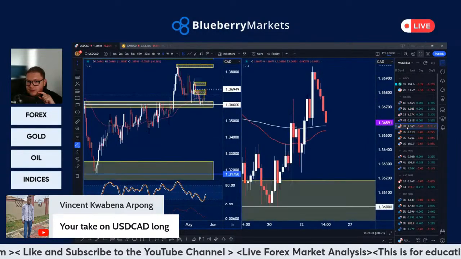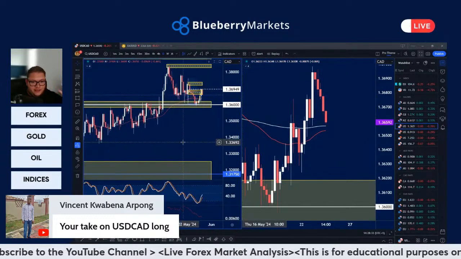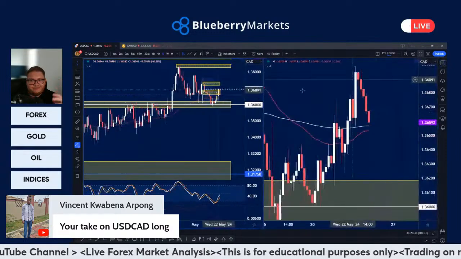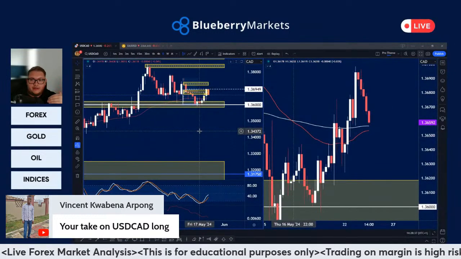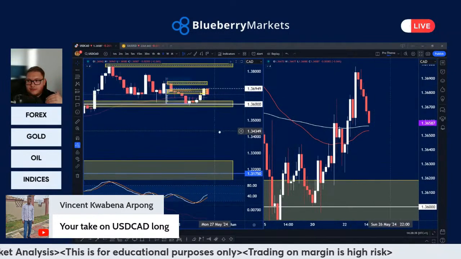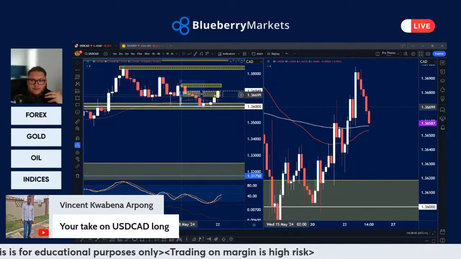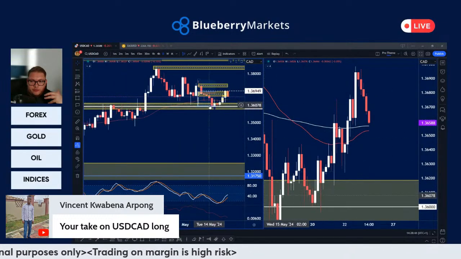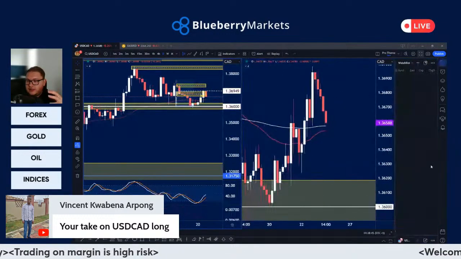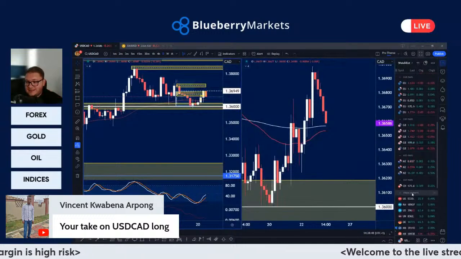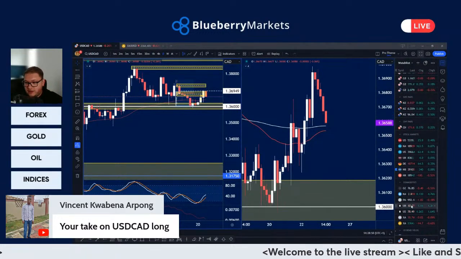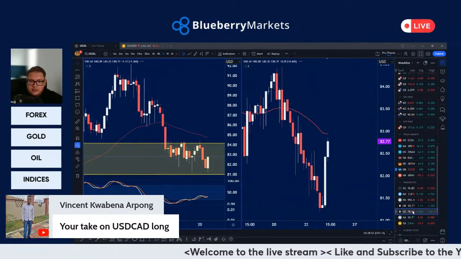Now, I still like the idea of being short dollar CAD. I really do like the idea of being short. I was looking at the volume profile here. I was actually looking at oil again yesterday. Oil was still driving lower, but it has spiked back up today.